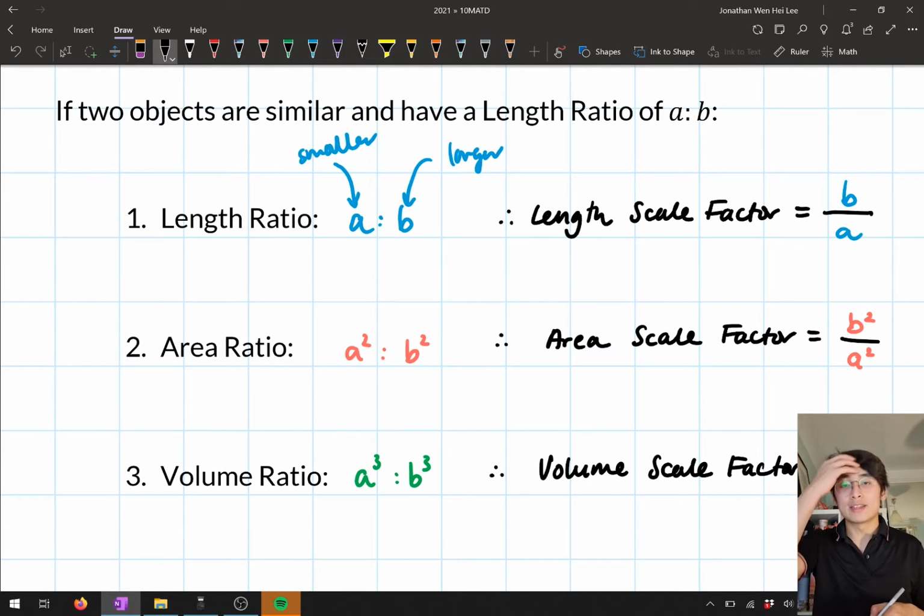So if we want to find the volume or area of similar shapes, what we need to do is square or cube the original scale factor for our length ratio in order to help us find the area scale factor or the volume scale factor. Here, we use the fact that area and volume are just squared and cubic versions of the linear ratio, or length ratio, and then use that to help us find the area or volume of similar shapes.